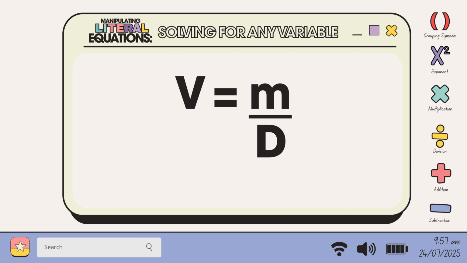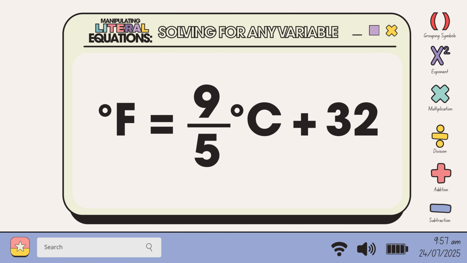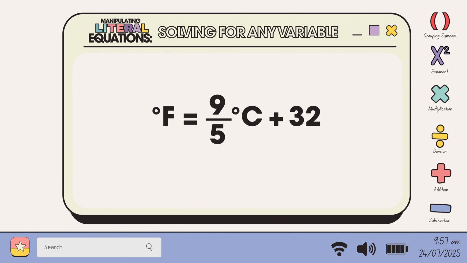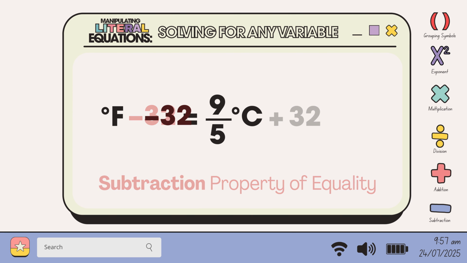Finally, let's convert Fahrenheit to Celsius. To convert temperature from degrees Celsius to degrees Fahrenheit, we use this formula. Degrees Fahrenheit equals 9/5 degrees Celsius plus 32. Let's isolate degrees Celsius by following these steps.